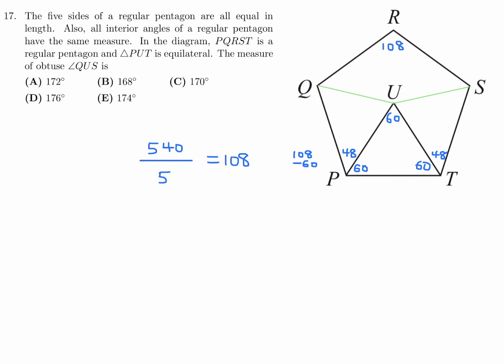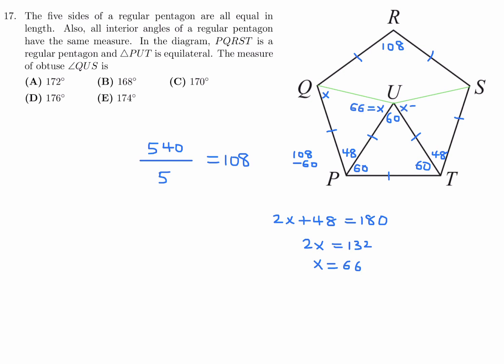Now this is an equilateral triangle, so this is the same as that, is the same as that. It's also a regular pentagon, so all the sides are the same. So notice in this triangle, this is isosceles. So that means this angle is the same as that angle. So 2x plus 48 is equal to 180. And therefore 2x is equal to 132, x is equal to 66. So let's put that in there, 66.